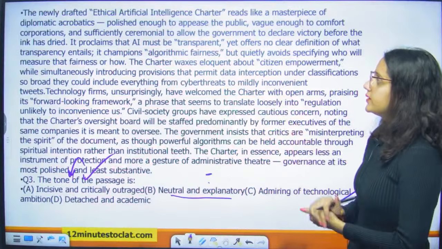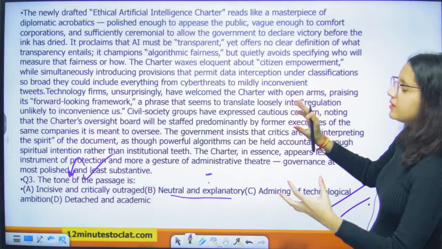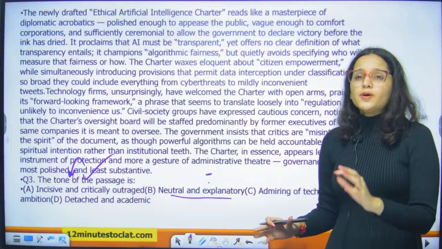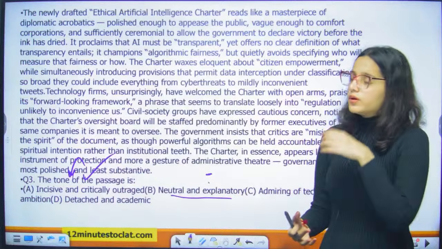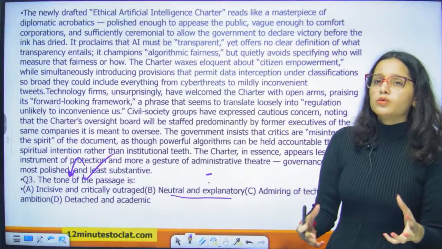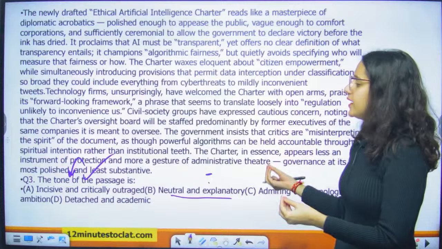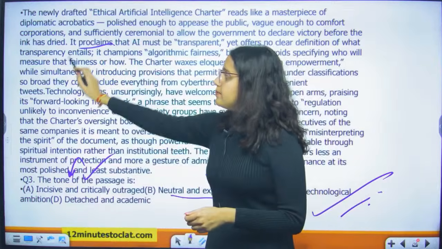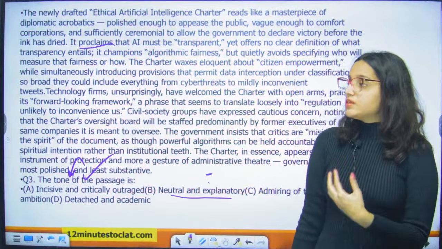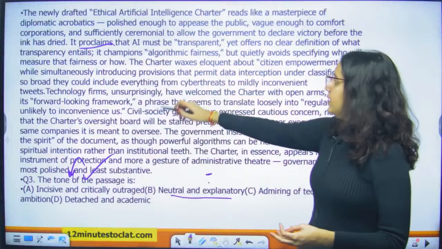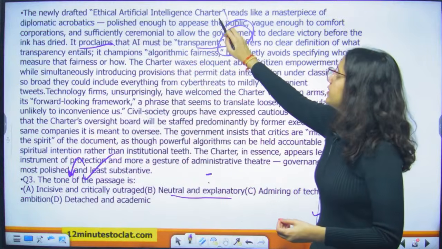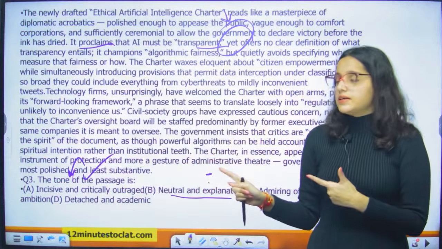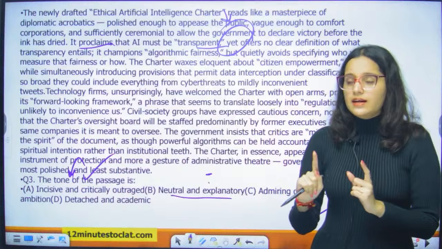Now, the author says artificial intelligence. I will not read the whole passage because that will waste a lot of time. If my only aim is to understand the tone, I can just look for some emotional cues, what kind of language is being used, and I'll get the main idea. You see a word like 'it proclaims.' That means the author doesn't think it's true. That it must be transparent, yet contradiction. So from here only I can say it is negative, it is critical. So all the positive options I will eliminate.